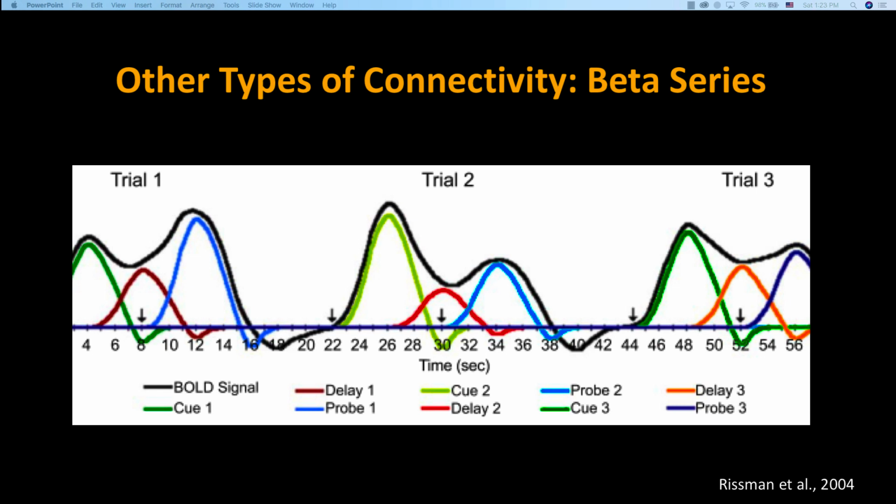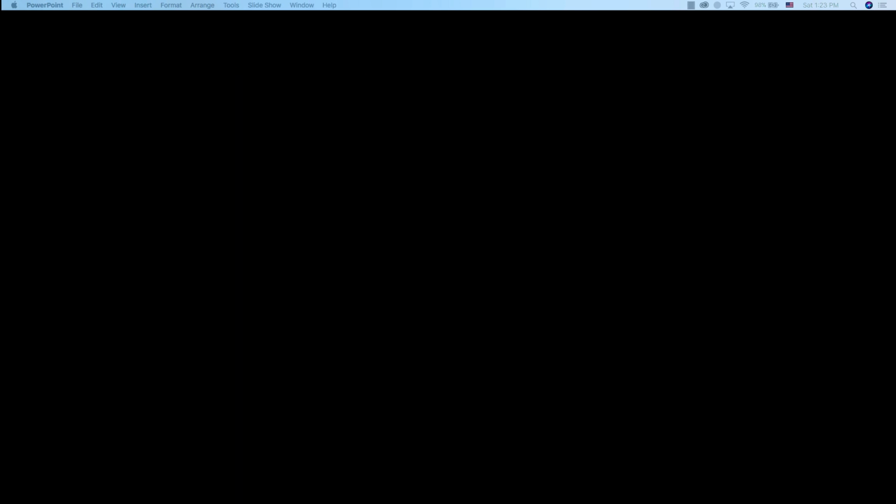And it does seem to work. I mean, if you do this with, say, a motor task, it does seem to reliably recapture this motor network, and you can use it in other regions as well. So again, it's an option for task-related connectivity, but I don't want to say too much about it if it's fallen out of favor, but I just haven't seen it done that often these days.